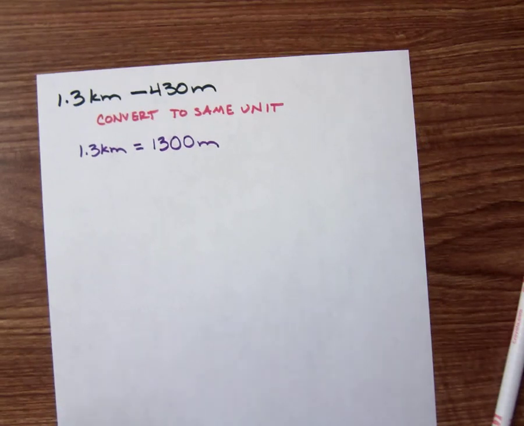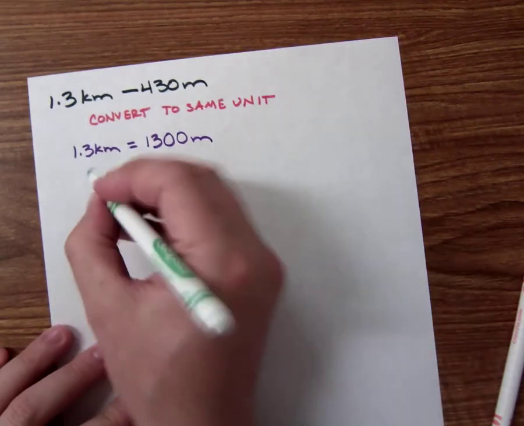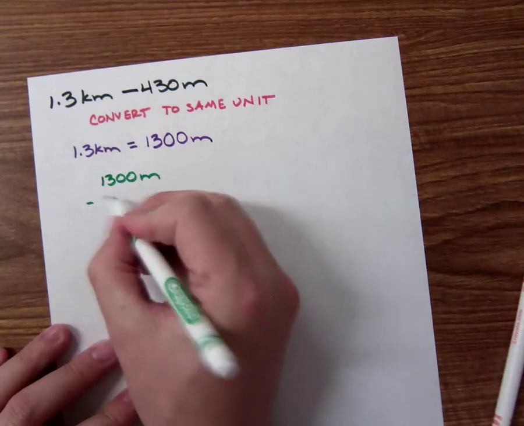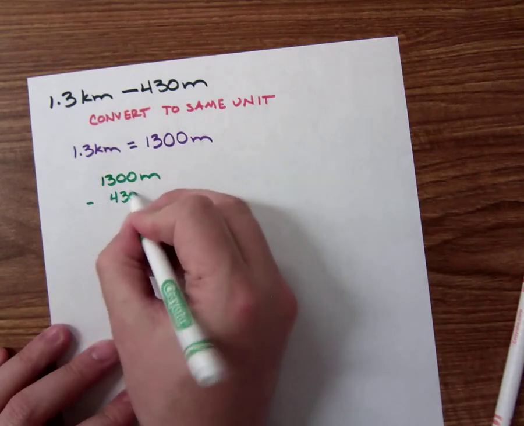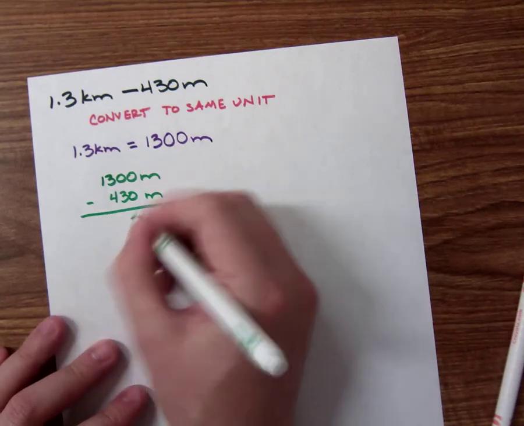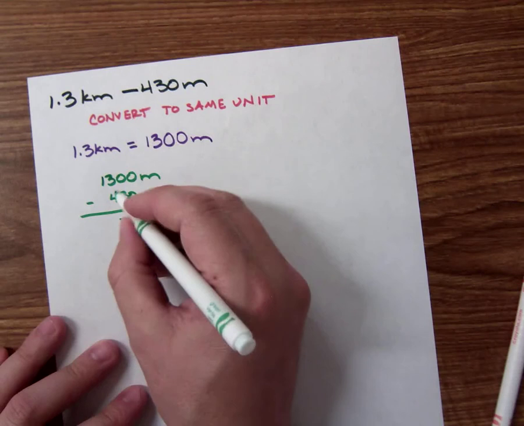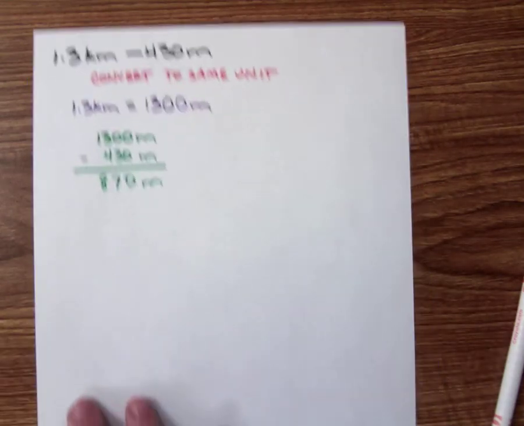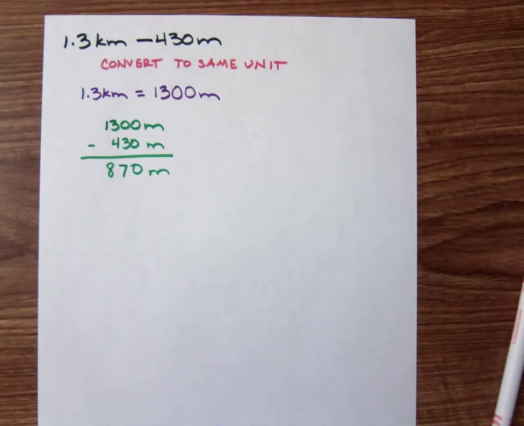Now that these are both meters, it's really easy. I'm just going to subtract them. The first number, 1,300 meters, minus the second number, 430 meters. That's not too bad. So the answer is 870 meters.